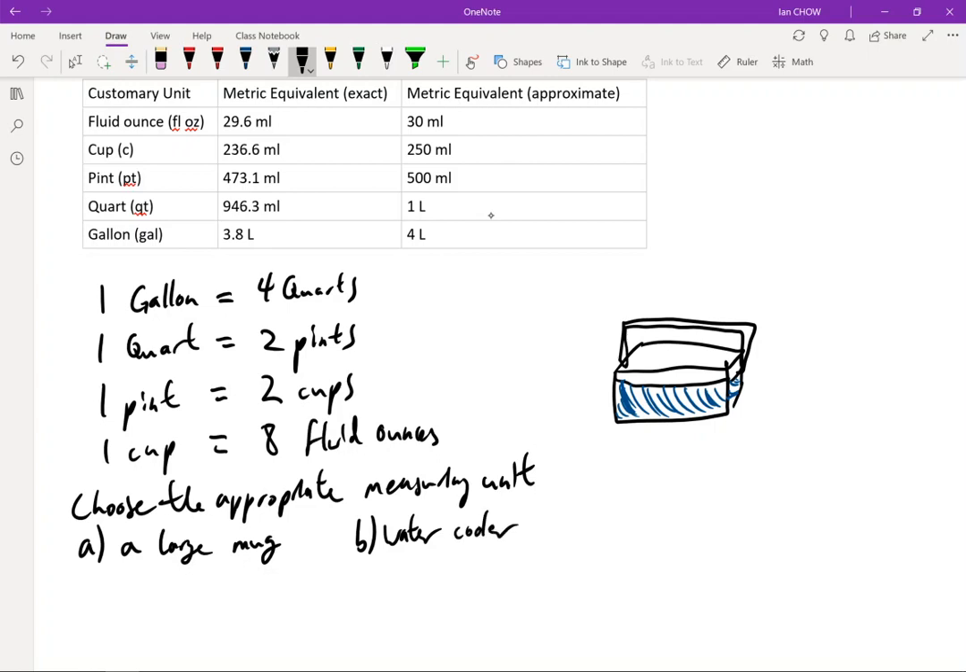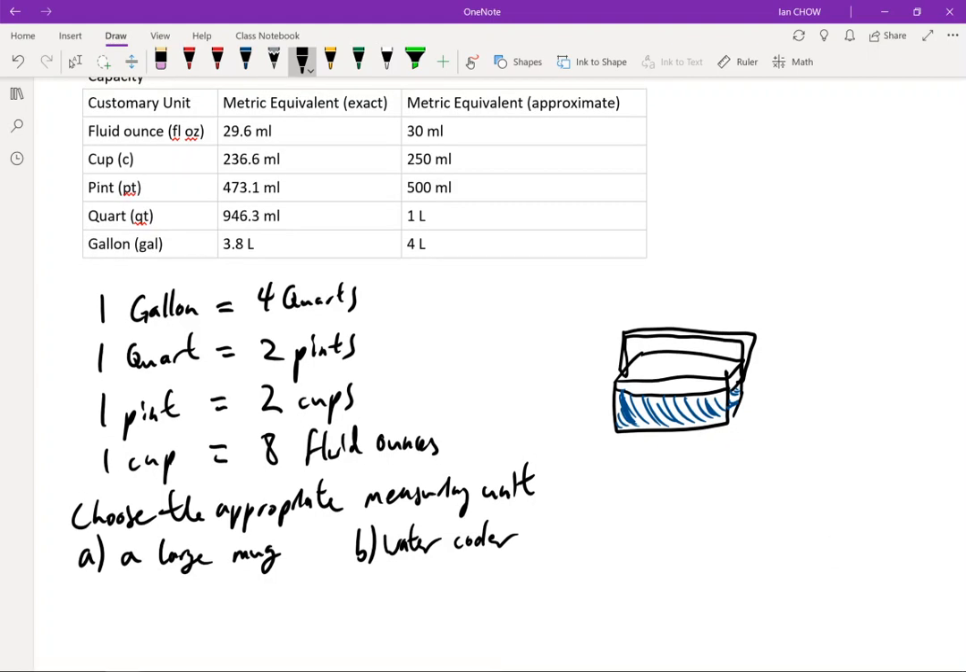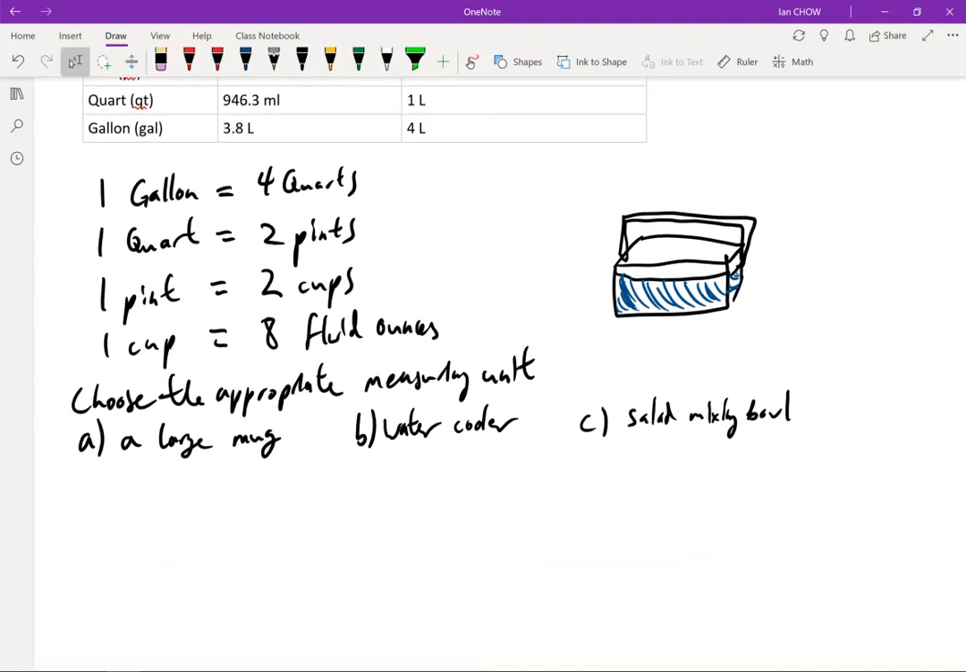And then let's do another example. How much space does, let me think of one, a mixing bowl, a salad mixing bowl. Salad mixing bowl, we all know how big they are. Hopefully we understand how big they are. And so let's choose the appropriate measuring unit for these.